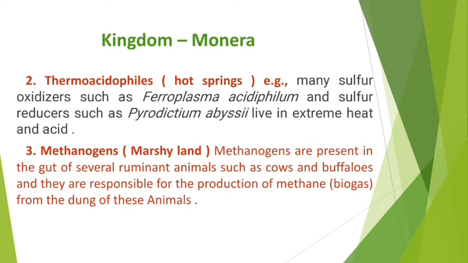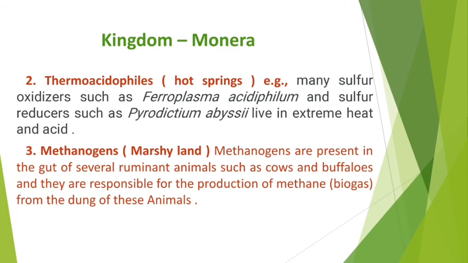Then number three is methanogens. Methanogens are found in marshy land. Marshy land means some places, in Hindi called daldal, a land always wetted with water, and it seems that if your legs go on that land, you cannot come out of it. You have seen this in many movies, isn't it?